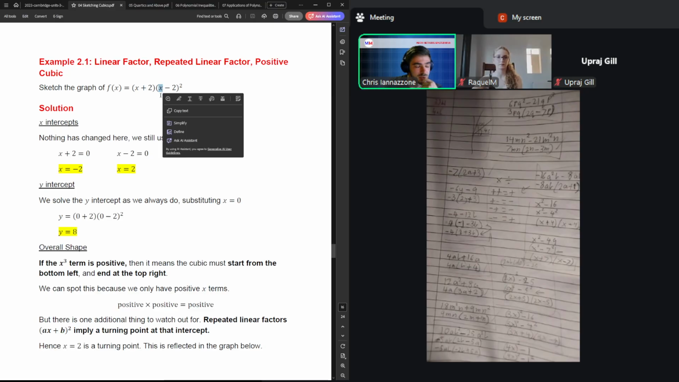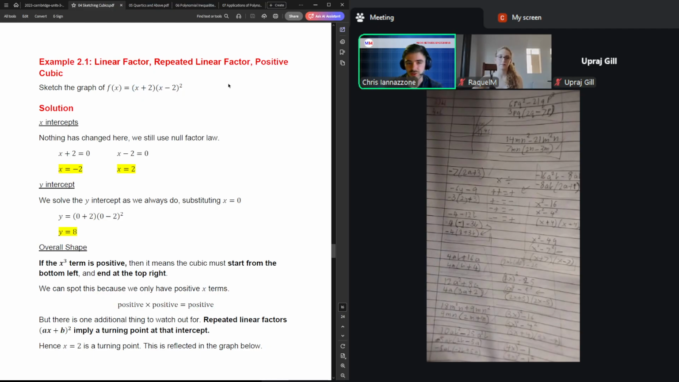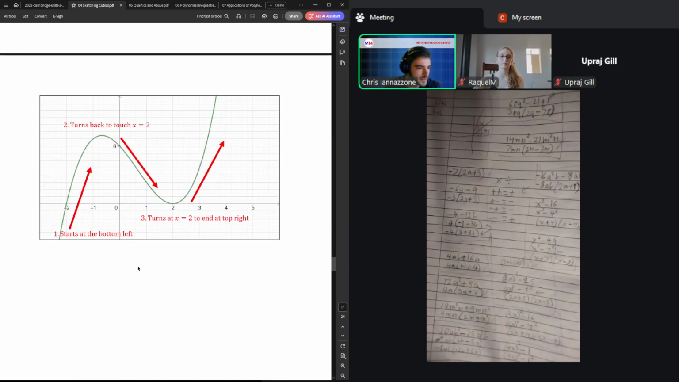Like for instance, if there was a negative in here, that will be a double negative, becomes back to a positive, and then this becomes a positive. So you just got to make sure that this one counts for 2 because it's squared. Positive means it starts bottom left, ends top right, and you can see exactly how that's panned out. Cuts at -2, comes back down to grab that y-intercept, and then turns here.